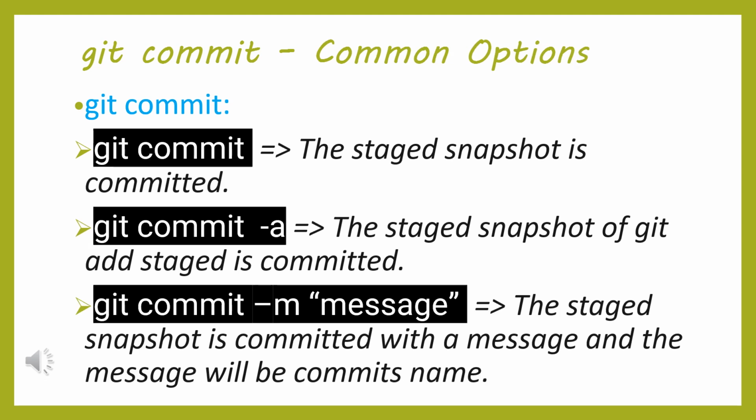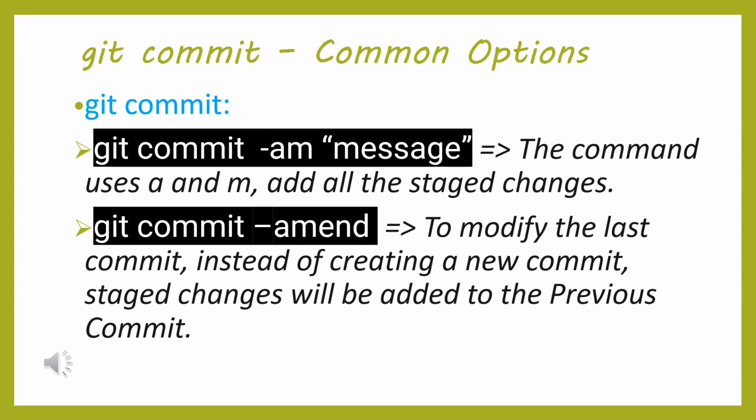Git commit, the common options. The common options are git commit, the basic command, with which the staged snapshot is committed here. When we use git commit -a, the staged snapshot of git add is committed. And when we use git commit -m message, the staged snapshot is committed with a message, and the message will be the commit name here.